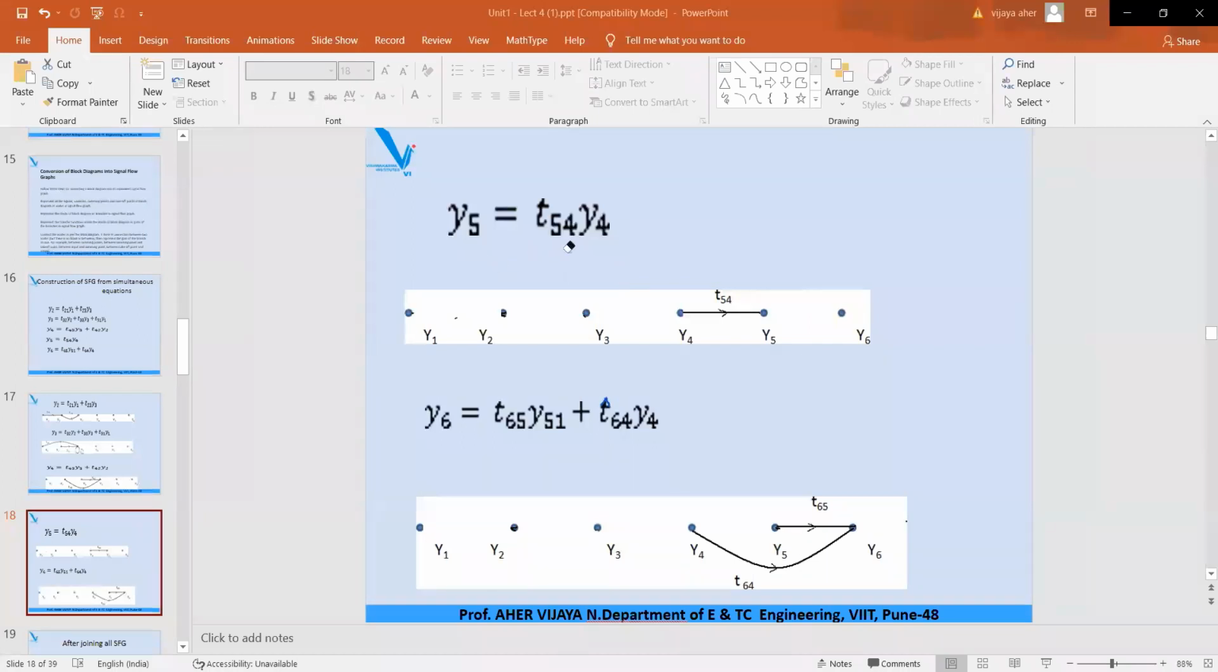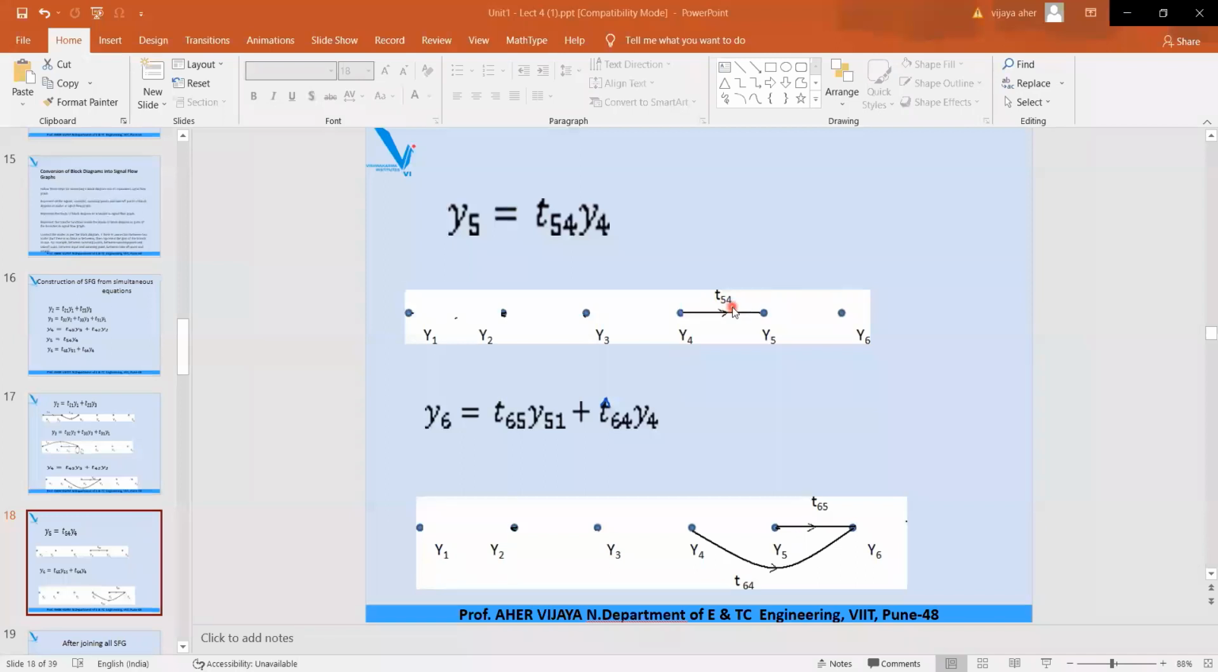y5 is equal to t54 into y4. So node y5 is here, this is y4. You have to draw the SFG for y5. Now y5 is the node, y4 is here, and the transmittance given is t54. So you can draw a branch between node 5 and node 4, and write the transmittance as t54.